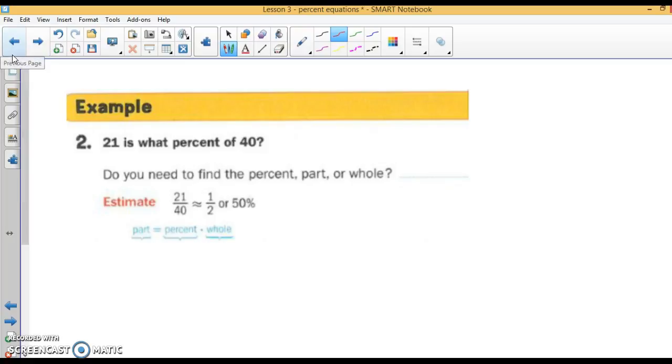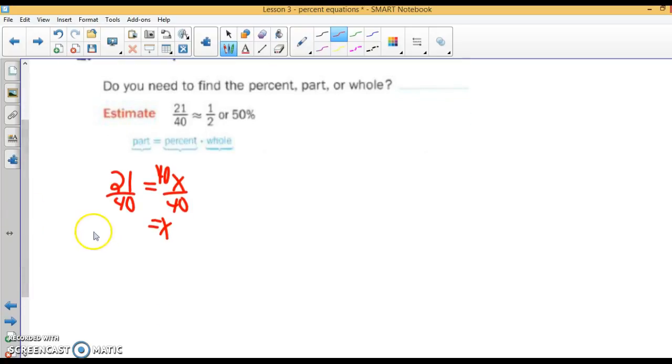All right, 21 is what percent of 40? Well, let's write our equation. 21 equals, what percent? That's x. We're looking for what percent? So x of 40. I'm going to put the 40 in front of it. 40x. How do I solve this? I divide both sides by 40, and I get x is... Now, this is the one tricky thing. When you divide this, you get 0.525. Now, remember, it is a percent, so I need to move this 2 places to the right. So it's 52.5%.